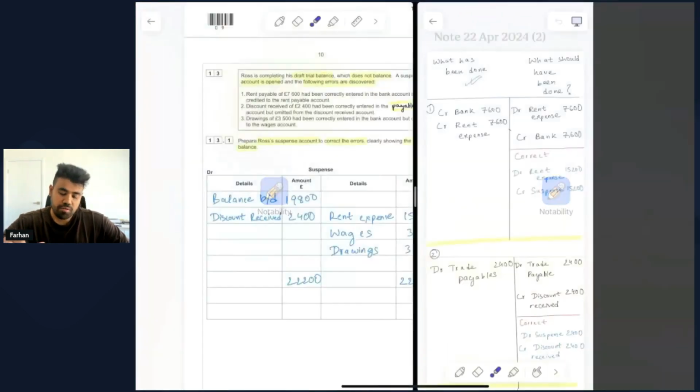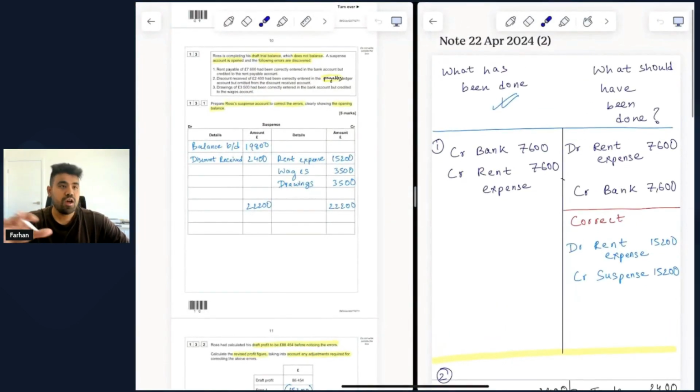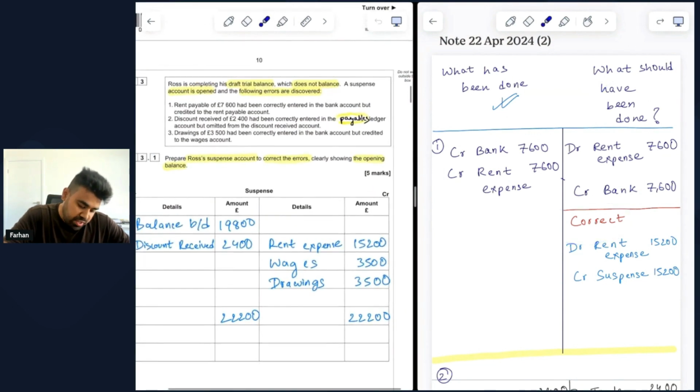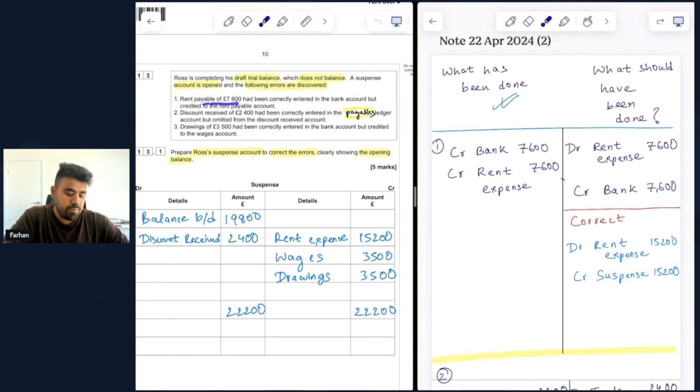On the right hand side of the screen, you will see that I've also done the workings and I have separated between what has been done, which is the error that has been made, and what should have been done, which is the correct way to record it, and how we end up fixing any errors. So let's start with the first transaction. Rent payable of £7,600 had been correctly entered in the bank account, but credited to the rent payable account. Okay, so let's look into the section for what has been done on the right hand side.